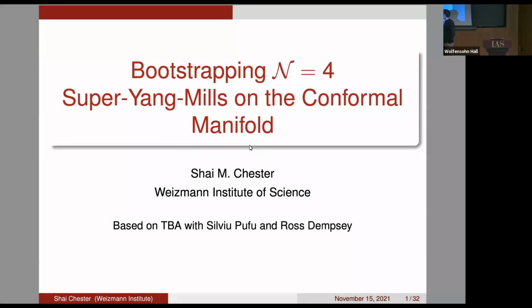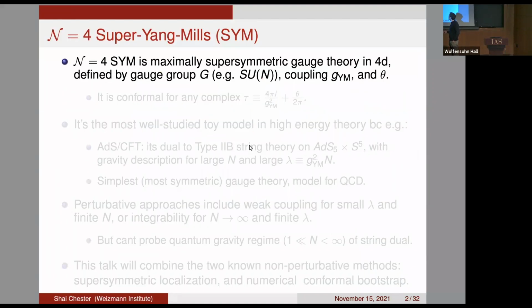This is based on upcoming work, which will actually be on the arXiv tonight with Sylvie Pufu and Ross Dempsey. So let's get started by discussing the theory, which will be the main topic of today's discussion, which is N=4 super Yang-Mills.